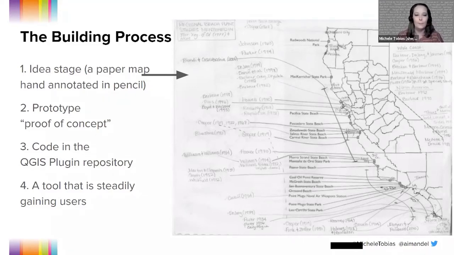Anyway, this started out as pencil annotations on a piece of paper, and we decided that we needed to make this actually a tool, right? So we started prototyping it. We made a proof of concept, a plugin that kind of did what it needed to do, and we kept iterating on that until we had code that was ready for the QGIS plugin repository. And then we keep developing and we keep adding things to it. And now it's a tool that's actually gaining steady users, even though obviously you can always make stuff better, people are actually using it for its intended purpose. And that's kind of cool. So it's been through this whole stage from a piece of paper with pencil drawings on it into an actual valid research tool.